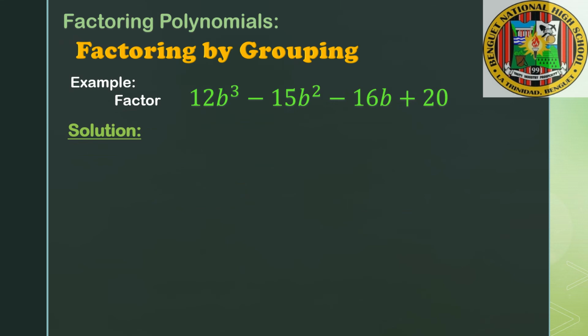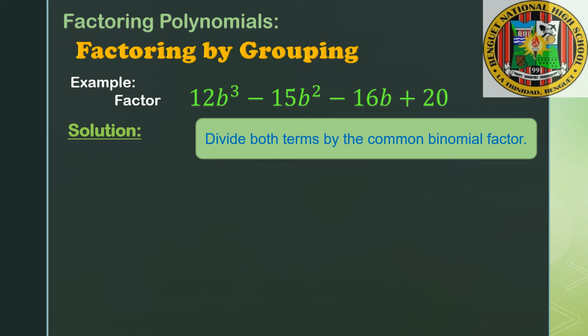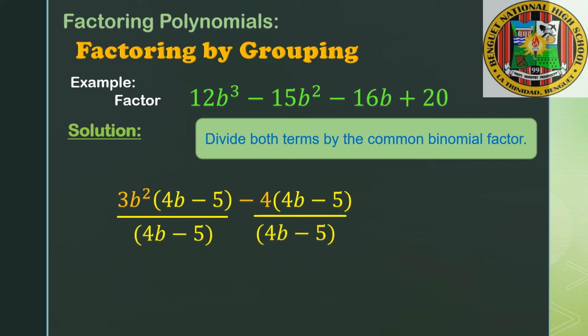We now solve for the second binomial factor of our polynomial. We do that by taking the expression we got in our second step and dividing both of the terms by the common binomial factor. If we divide correctly and cancel out common factors in our terms, we are left with 3b squared minus 4, which will now be the second binomial factor for our polynomial. Since we now have two binomial factors, our factoring is complete.